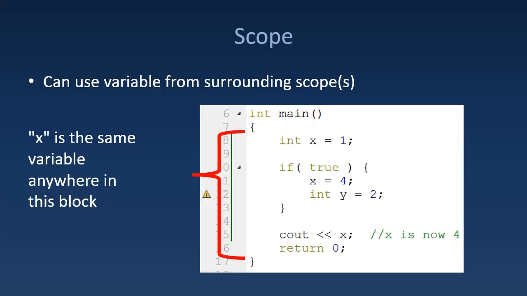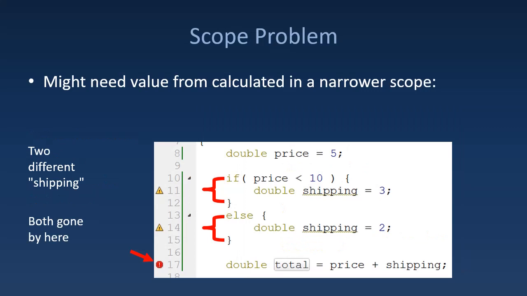So, other ideas. It's often the case that we need to modify our code to work effectively with the scope of variables. So let's say I'm writing this code where I'm trying to calculate the total of an order, that's both the price of the order and the amount to ship it.